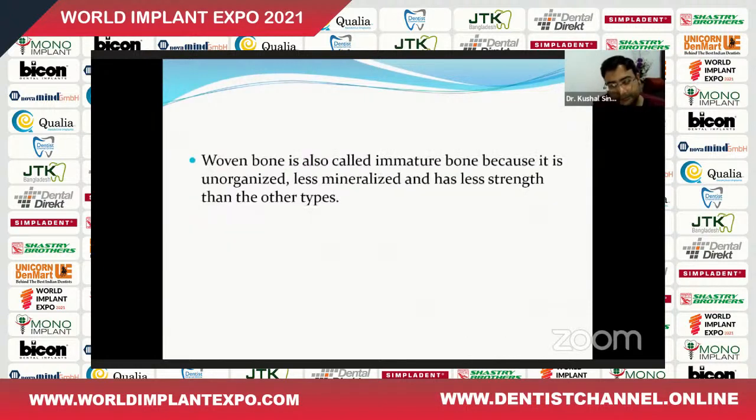Okay, next slide. Woven bone is also called immature bone because it is unorganized, less mineralized, and has less strength than the other types of bone.